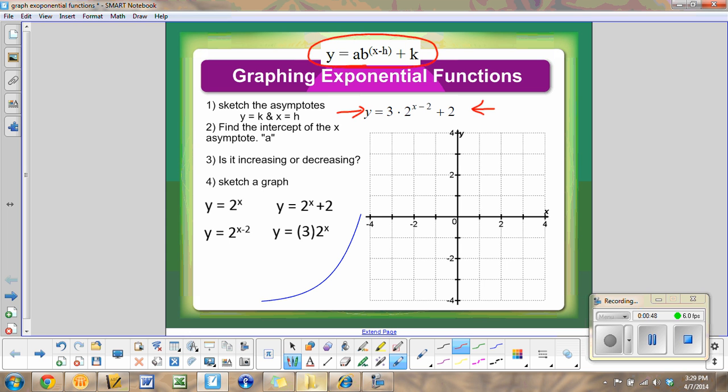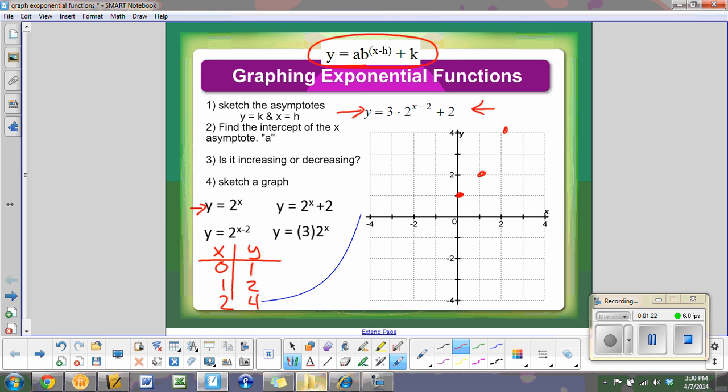So first, let's look at just what the graph of y equals 2 to the x looks like. If I were to make an xy chart, because we need to start somewhere, we'll just pick some numbers here, 0, 1, and 2. If I put 0 in for x, I get 1. If I put 1 in for x, I get 2. If I put 2 in for x, I get 4. And this is clearly not linear. So let's see, 0, 1, 1, 2, and 2, 4. It looks like that, and it's exponential.